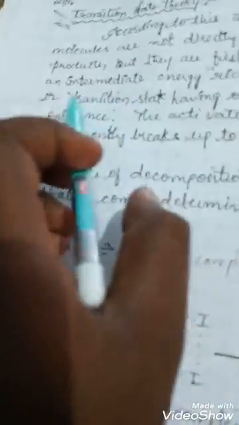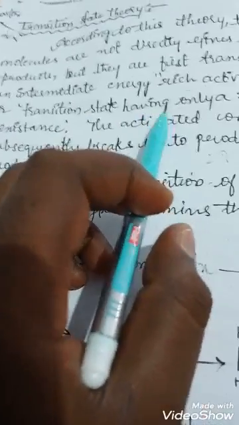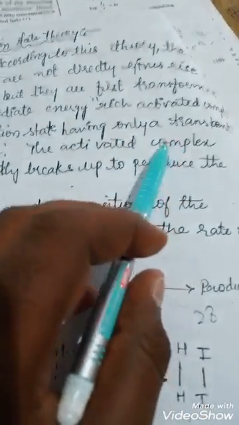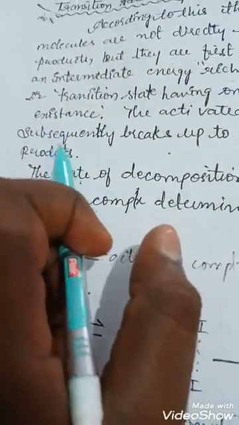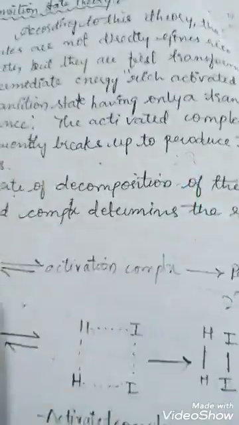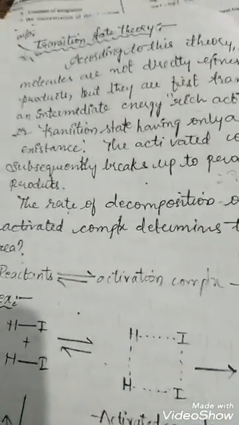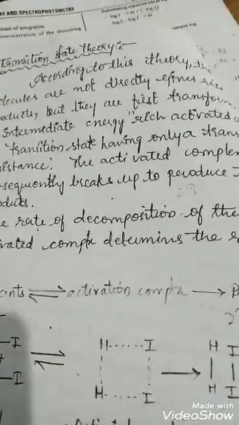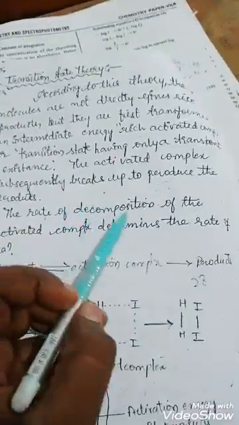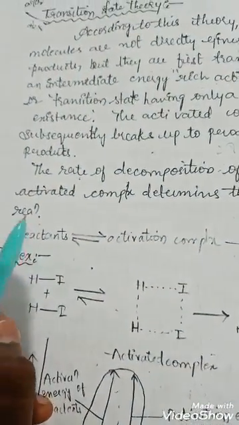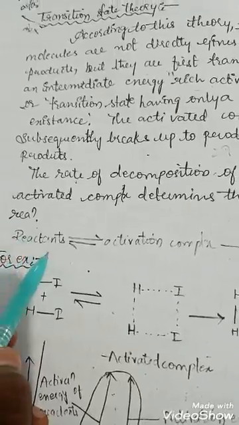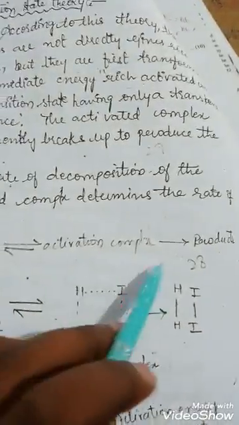Okay, an intermediate energy-rich activated complex or transition state having only a transient existence. The activated complex subsequently breaks up to produce the products. The rate of decomposition of the activated complex determines the rate of reaction. Okay, in this, what happens? Reactants give us the activated complex, which gives the products.